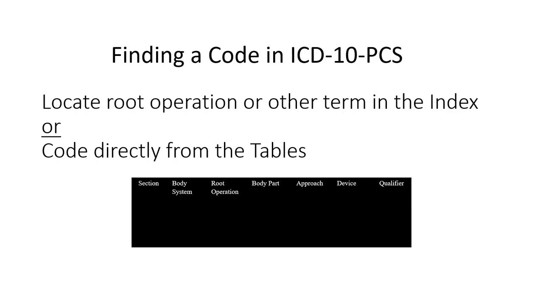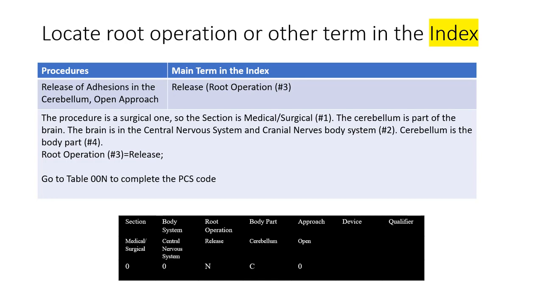There's 2 ways you find a code in PCS. One is to locate the root operation or another term in the index. And the second way is to code directly from the tables. There's a guideline that specifically says a coder may code directly from the tables. So if you're going to use the index, you're going to look for a main term in the index.